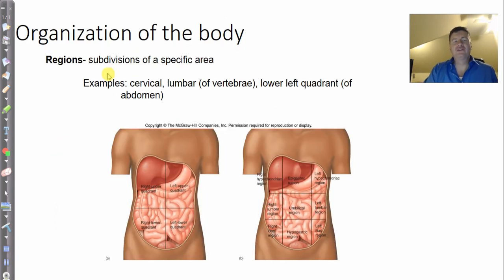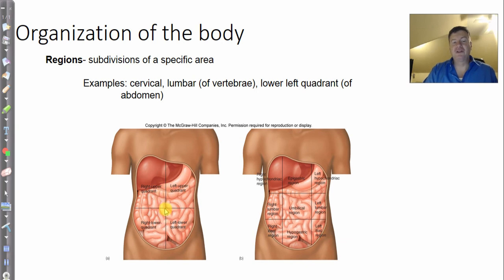A little more organizational terminology for you. We can refer to the regions of the body, which are just specific sections of the body. We can refer to the cervical region, referring to the neck, the lumbar region. I give you this one to show you a little more of the abdominal classifications. A lot of nursing students and nurses use this classification.